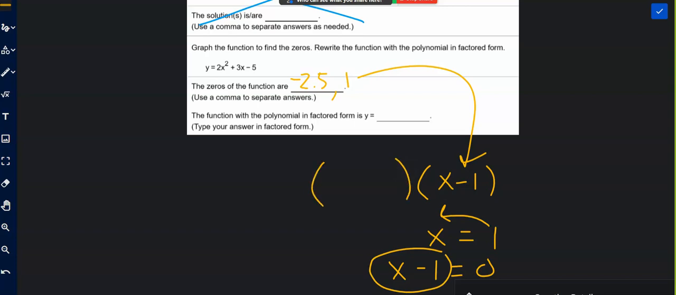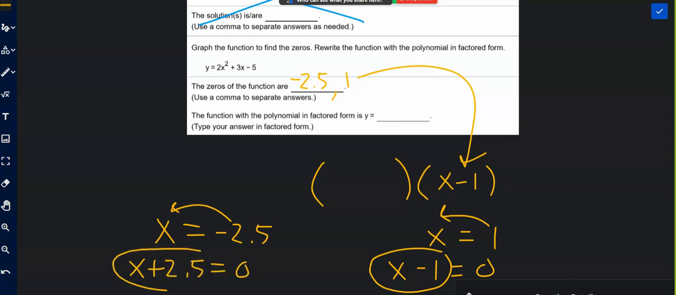Well, what about the other one? How do I get the other one at negative 2.5? Well, if I use that same trick, x equals negative 2.5, I'm pretty sure you're going to say, well, Mr. Staley, why don't you just add 2.5 to the other side, so that'd be x plus 2.5 equals 0. And there's your factor, right? Almost. If you look at that particular polynomial up there, it doesn't have any decimals in it. And I'm pretty sure if we just used x minus 1 and x plus 2.5, we would get decimals.